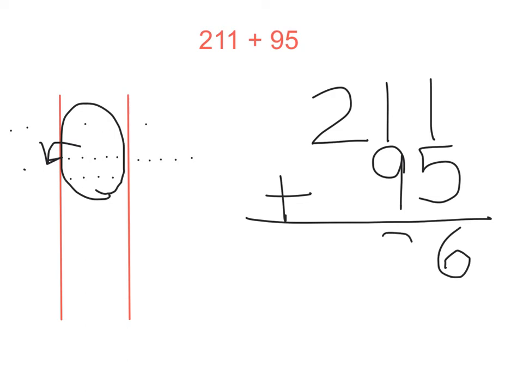So now I have 0 tens and I made a new group of 100, so I'm going to place a 1 in the hundreds column. Now I add up my hundreds. So I have 2 hundreds plus 100, which will equal 3 hundreds. So my answer is 306.